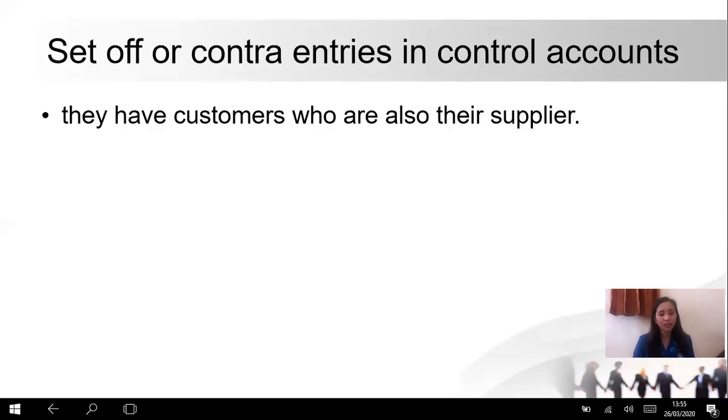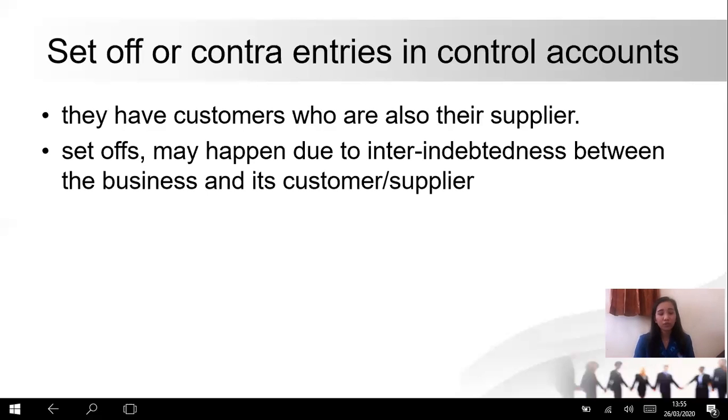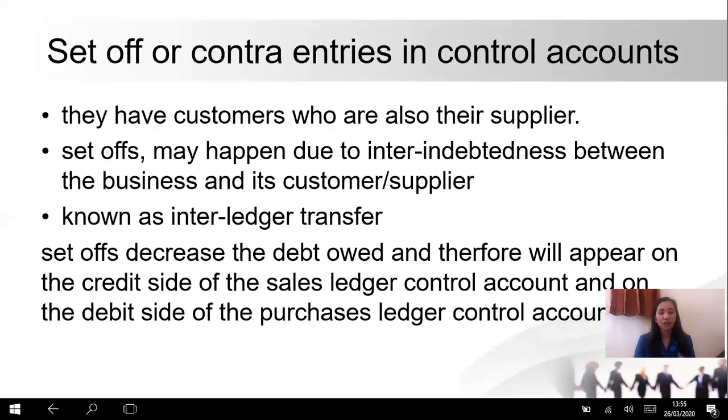Okay, so set off may happen due to the interdependence between the business and its customer suppliers. This is known as inter-ledger transfers. Set off decreases the debt owed and therefore will appear on the credit side of the sales ledger control account and on the debit side of the purchase ledger control account.